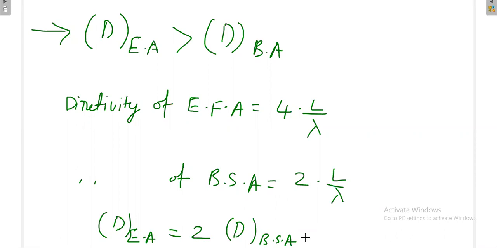Again, we will discuss some other methods, binomial and Chebyshev method and all. Then what is the problem with this method, both end fire and broadside array? The disadvantage, the limitation of this method. What is the limitation of broadside array or end fire array? In both cases, what is present? Side lobe is present.